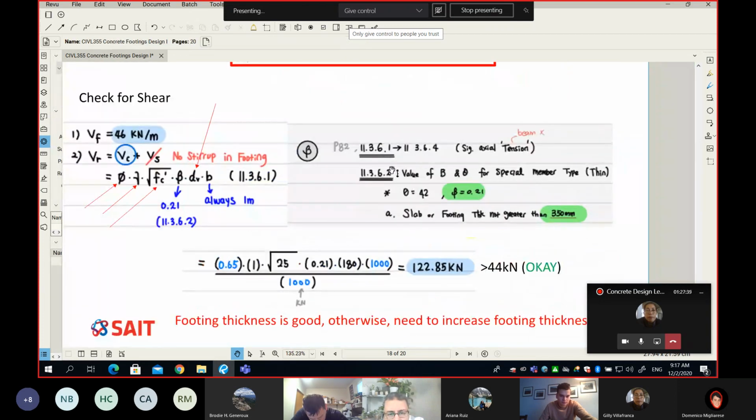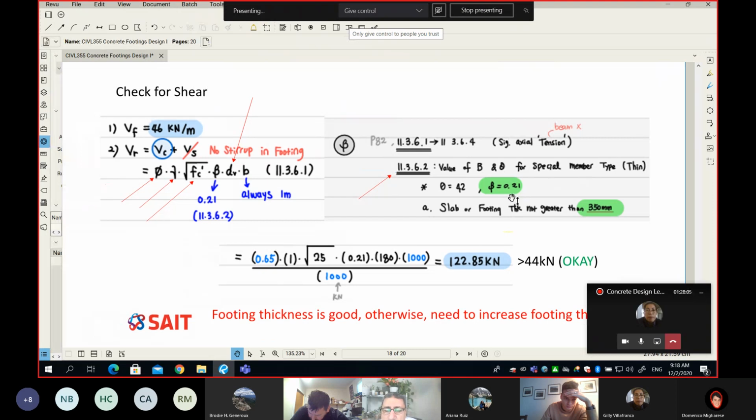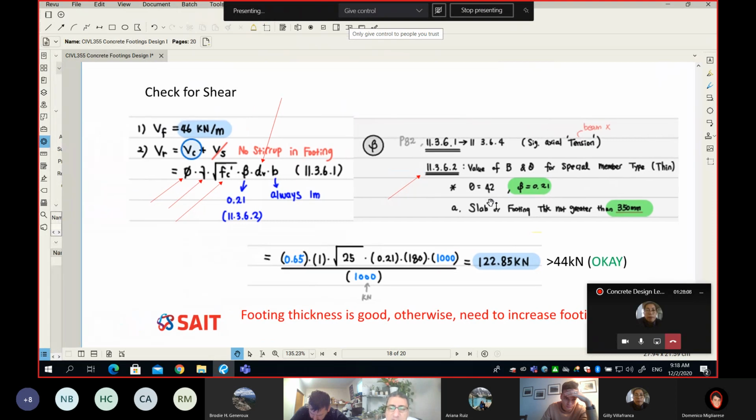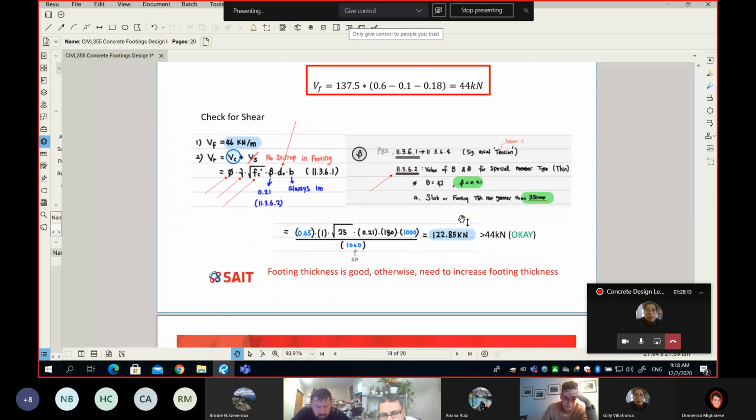If you read the code under 11.3.6.1, actually it's not .1, it is .2, so it's 11.3.6.2, you will find for special member types, which is any slab less than 350 millimeter thick. And remember, our footing is 250 millimeter, which means less than 350. It means my beta is equal to 21 and theta is equal to 42 degrees. So very simple. All you have to do is put in all the numbers, and the result is 122.85.